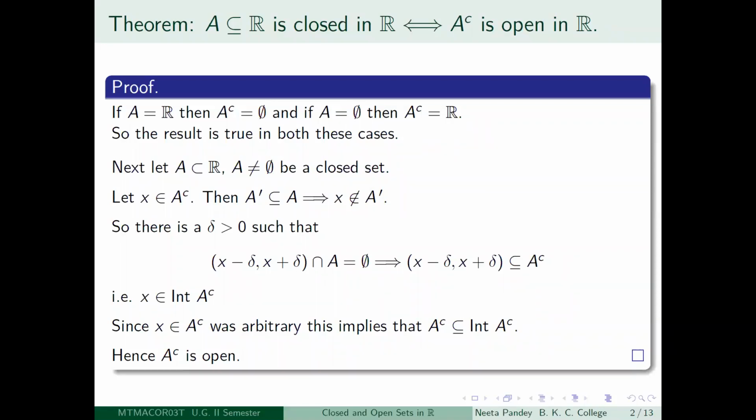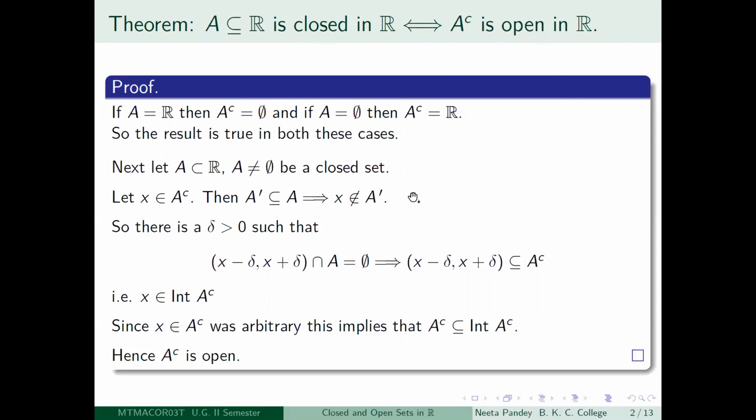So let us try to prove this. First, we will notice that in two special cases, that is when A is equal to R, then A is closed and its complement is obviously the empty set, which is open. Again, if A is the empty set, then it is a closed set and its complement is the whole of the real line, which is an open set. So at least if A is equal to R or A is equal to the empty set, then the result is clearly true that A is closed if and only if its complement is open.